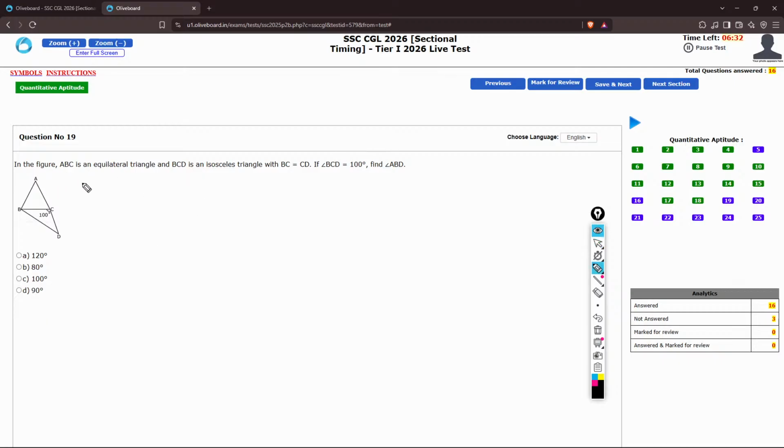In the figure, ABC is equilateral triangle and BCD is isosceles triangle. BCD isosceles, this is 100, so this is going to be 40, 40. Isosceles triangle with, yeah. Then if BCD is 100, then ABD. Okay.